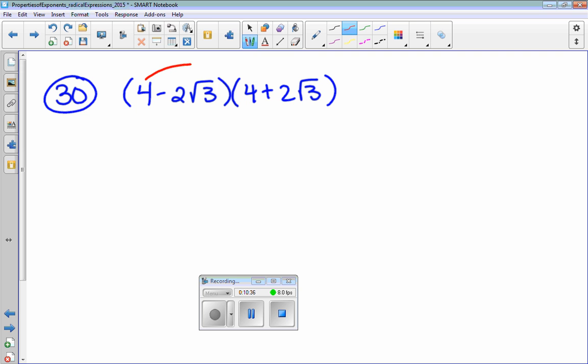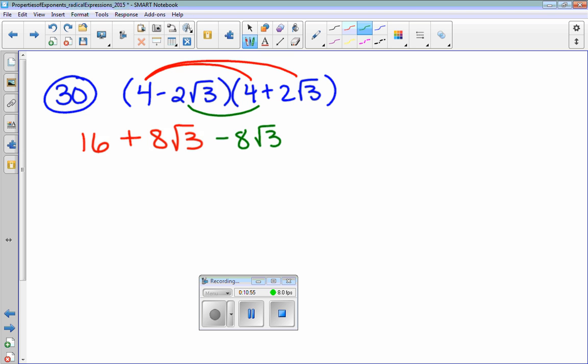I'm going to distribute the 4 and the 4, and that gives me 16. 4 times a positive 2 radical 3 gives me 8 radical 3. When I distribute the second piece, I have negative 2 radical 3 times 4, or negative 8 radical 3. They will, that's where the radicals go away. Negative 2 radical 3 times positive 2 radical 3 is negative 4 radical 9.